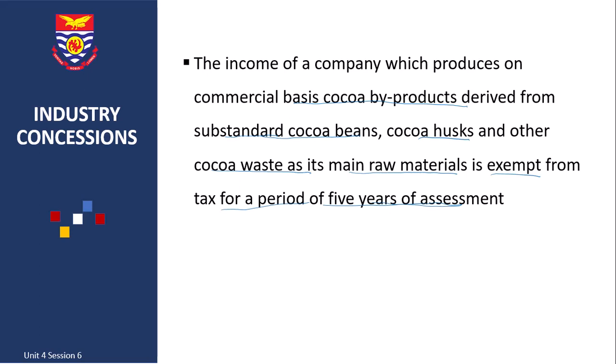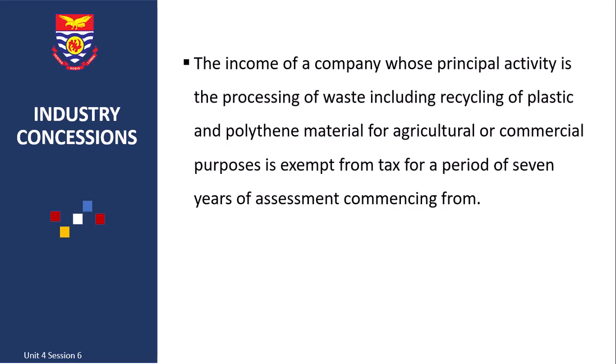So where a company conducts both farming and agro-processing, the company may elect to be treated as if the business were a farming business or a processing business and claim the exemptions for which it is eligible.